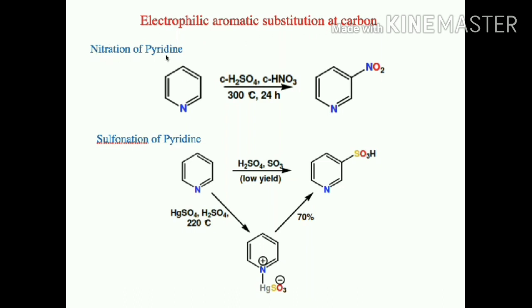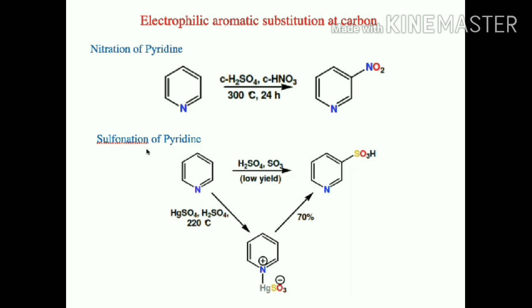So if you want to do nitration on the carbon, we need to maintain 300 degree centigrade. We need to use concentrated H2SO4 and concentrated HNO3, but in the initial stage it is going to form pyridinium cation. Since we are maintaining a higher drastic temperature, it is going to give this 3-nitropyridine, but the yield is only around 6%.